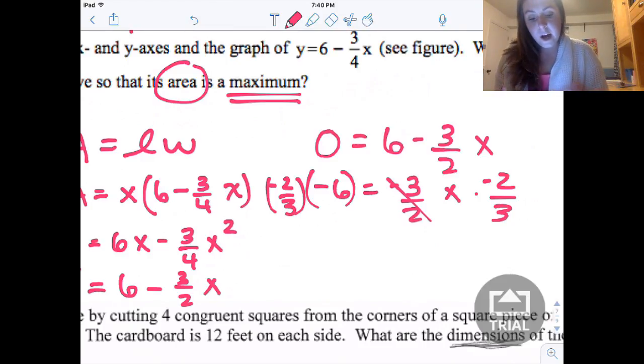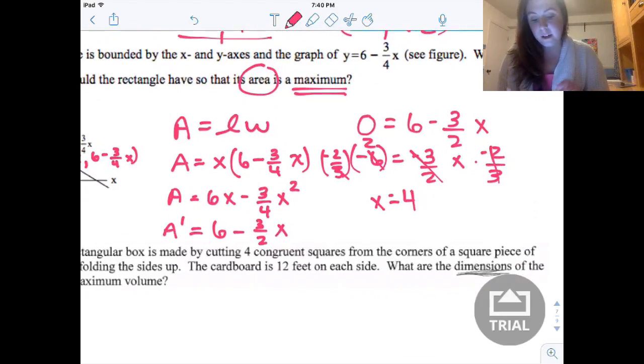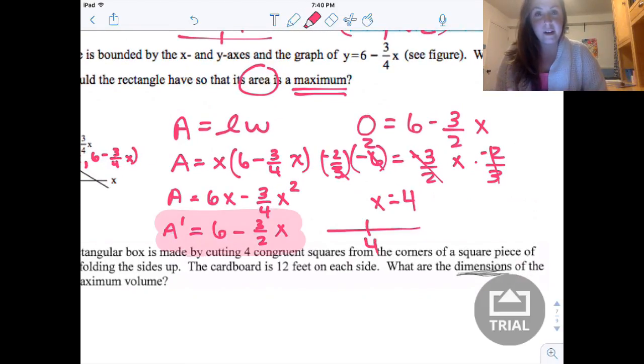All right, so I multiplied both sides by my reciprocal here. And so 3 goes into 6 twice, so x equals 4. Again, we can check this. We can put 4 on our test, plug into our first derivative, and actually do a sign chart. It's going to be a maximum, so you're going to get positive to negative.